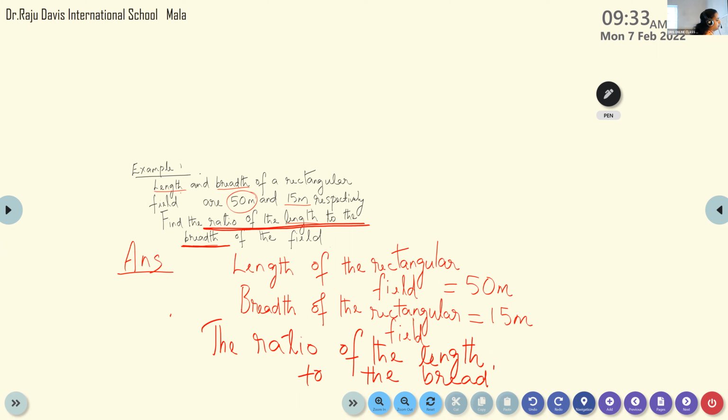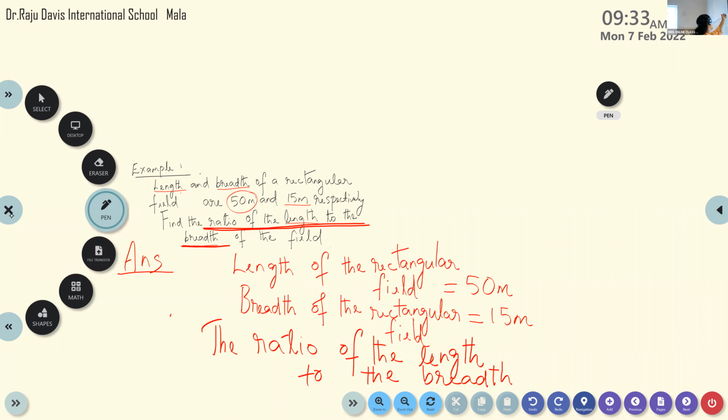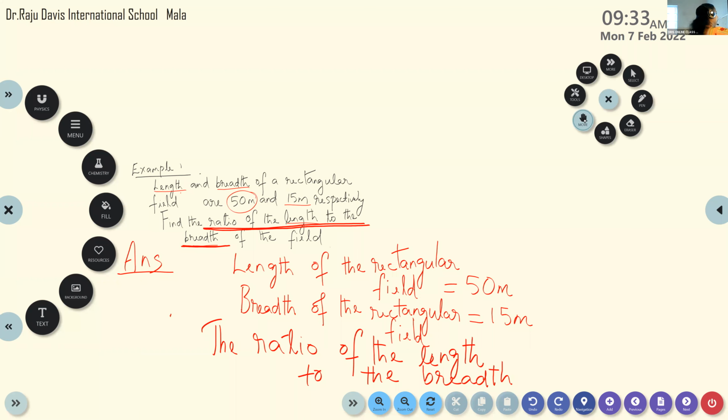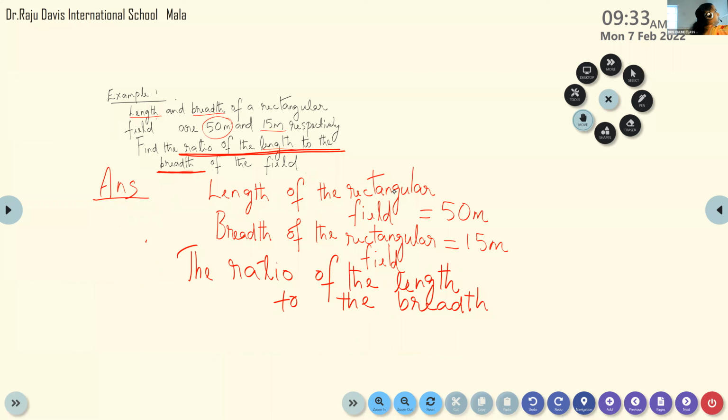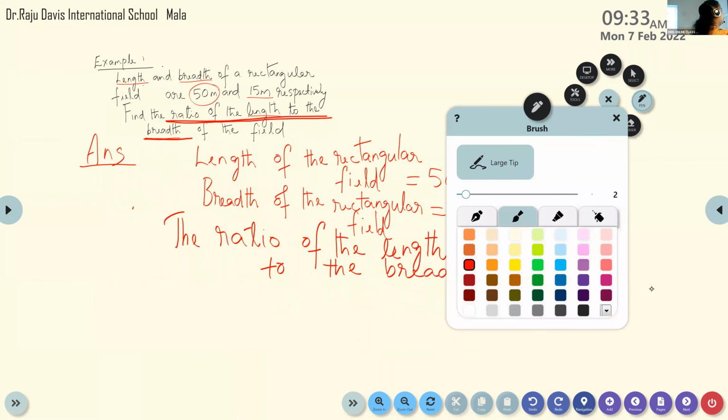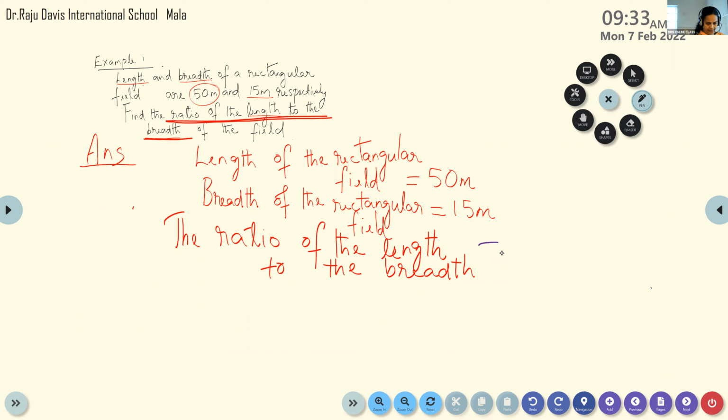Completed. Length to the breadth. Okay, so children, length to the breadth, so we will write length first. 50 is to 15.